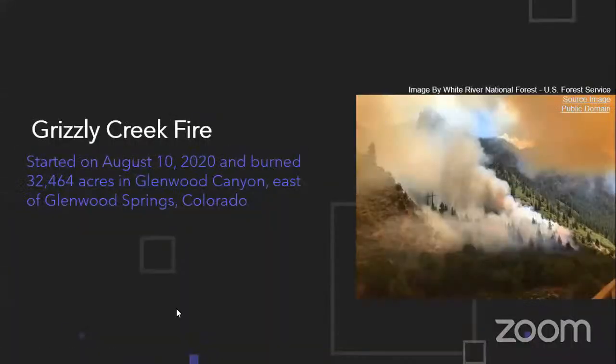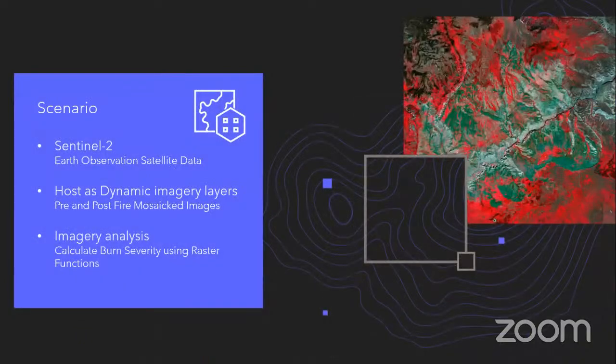So let's look at the Grizzly fire. We can see from this demo, we will use ArcGIS Image in ArcGIS Online for hosting Sentinel-2 satellite data, which is freely available through open data sources.